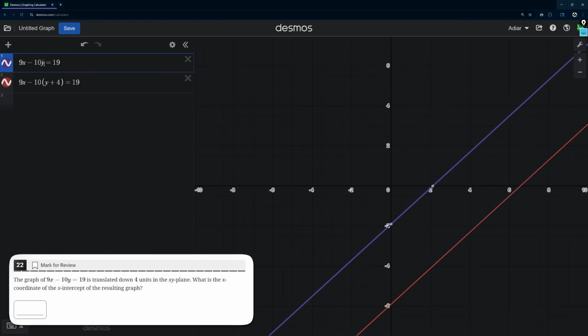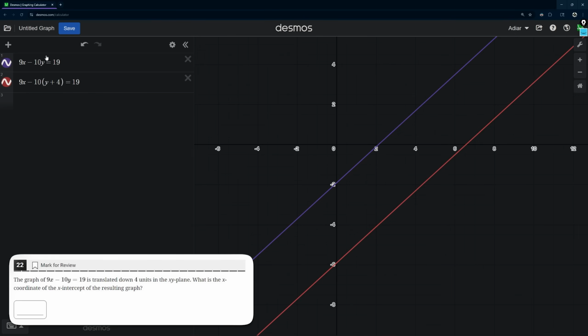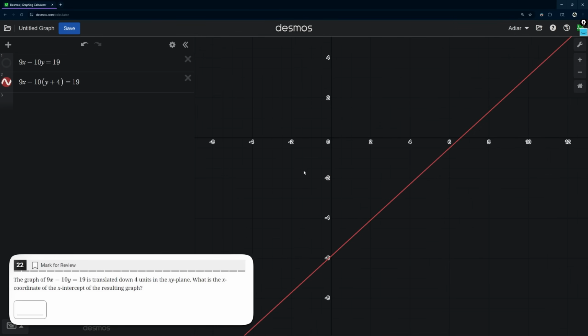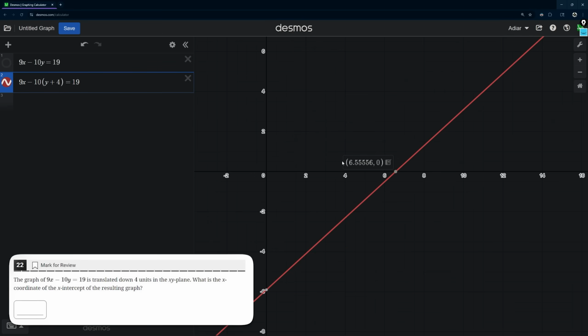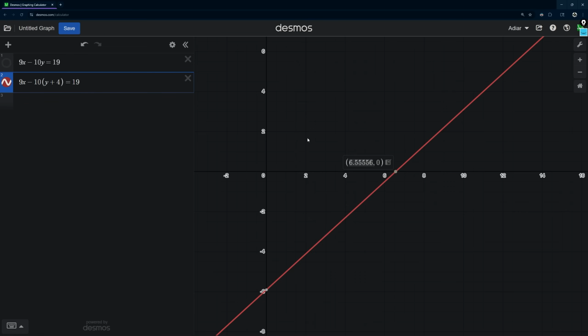We just take the original variable. So if we're translating up and down, we take y, and we just substitute y plus 4 in to move it down. So now we can press this purple to hide it, and we're looking at the orange line. And the question now is asking, what is the x-coordinate of the x-intercept? So we find the x-intercept, we can just click on it, and the x-coordinate is 6.55555555 repeating. And that is the correct answer to this problem.